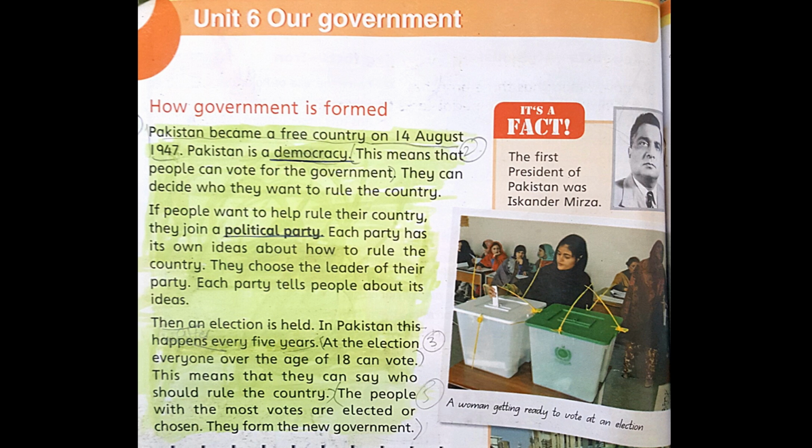Then an election is held in Pakistan. This happens every 5 years. At the election, everyone over the age of 18 can vote. This means that they can say who should rule the country. The people with the most votes are elected or chosen. They form the new government.